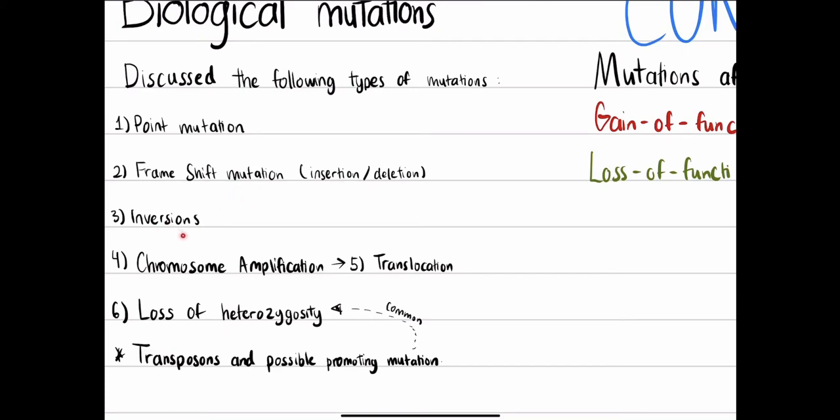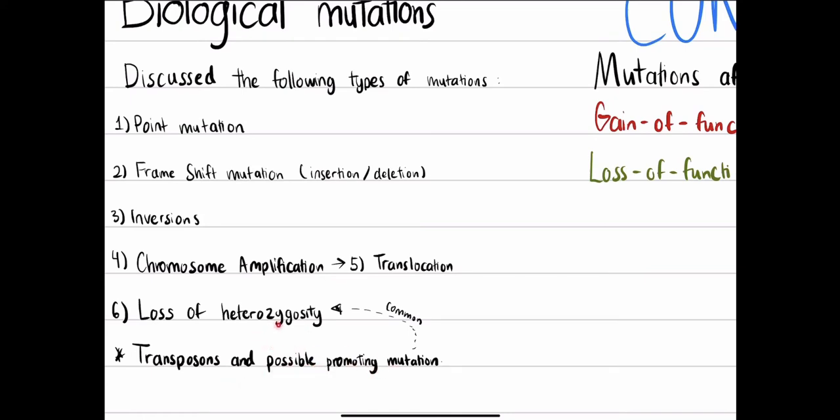And we have inversions, which is when we have the entire sequence on a chromosome or a specific number of nucleotides being inverted, they're just flipped around. And we have a chromosome amplification, when chromosomes are amplified, they're copied, and this can cause translocation. Translocation is when we have 2 chromosomes which are not homologous, for example, chromosome 5 and 7, and they're exchanging genetic information from one another, and this is abnormal. This is called translocation. We have loss of heterozygosity, which is caused by transposons moving around and promoting mutations.